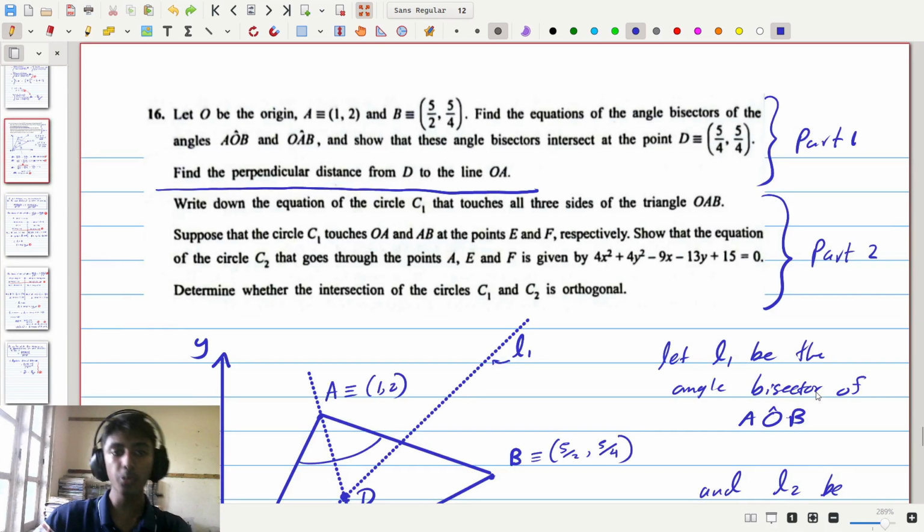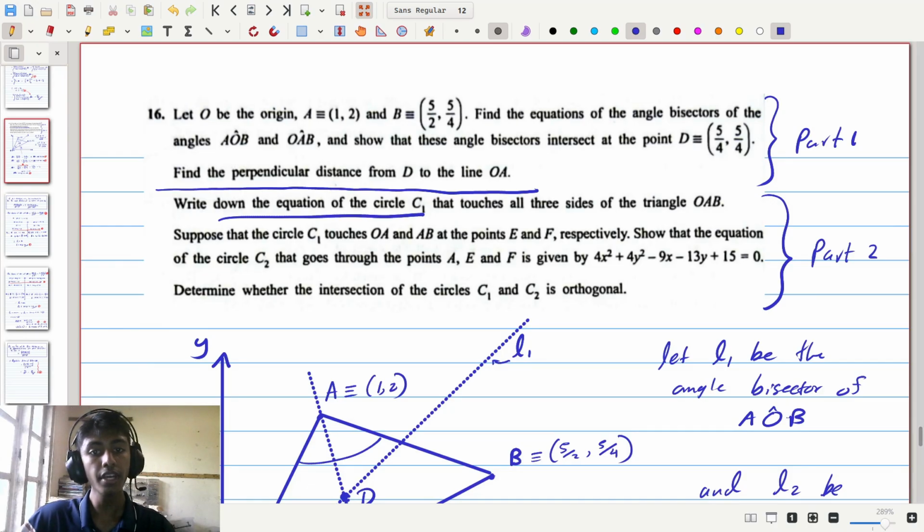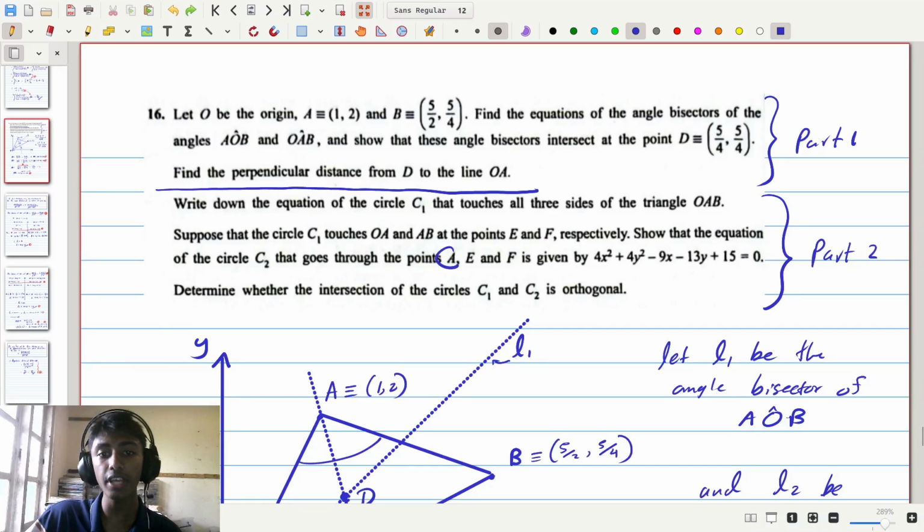Now for the next part of the question, after we solve the equation of the circle C1, what we need to do next is to consider the points E and F and show that the equation of the circle C2 that goes through the points A, E and F is given by this. Now there are multiple ways to do this.